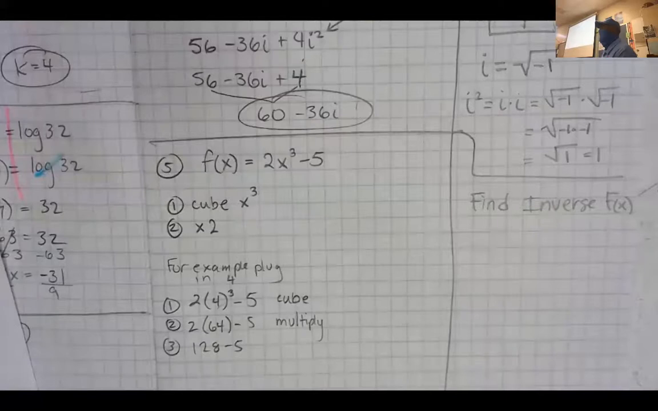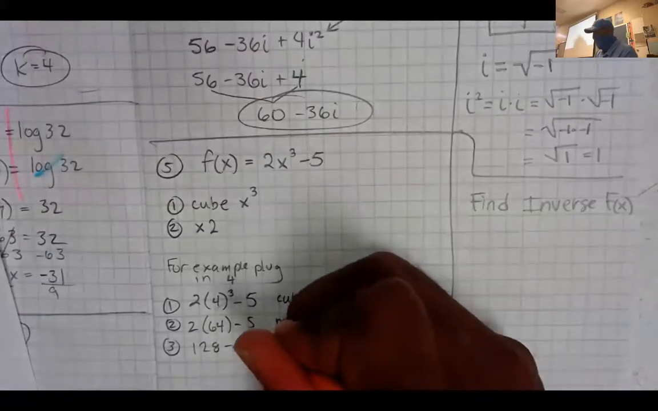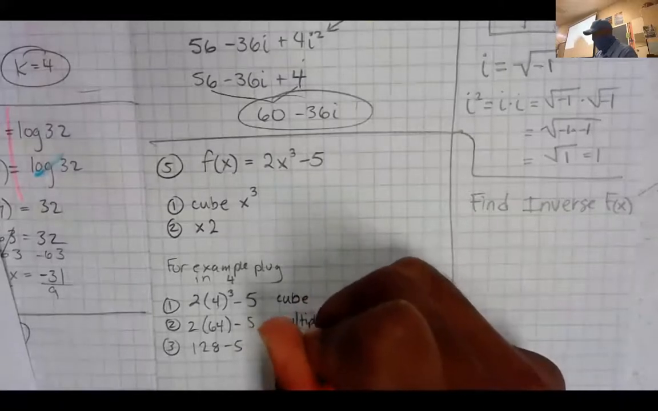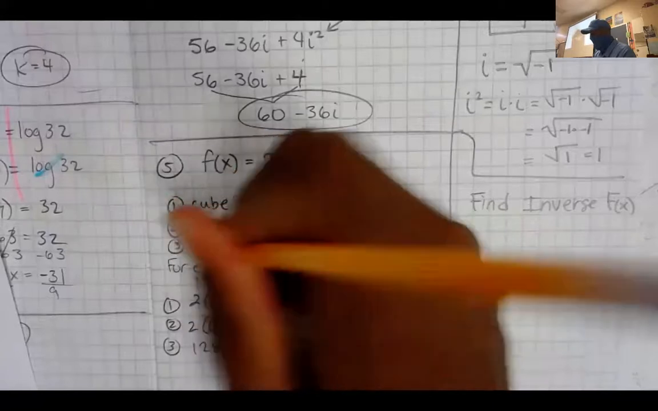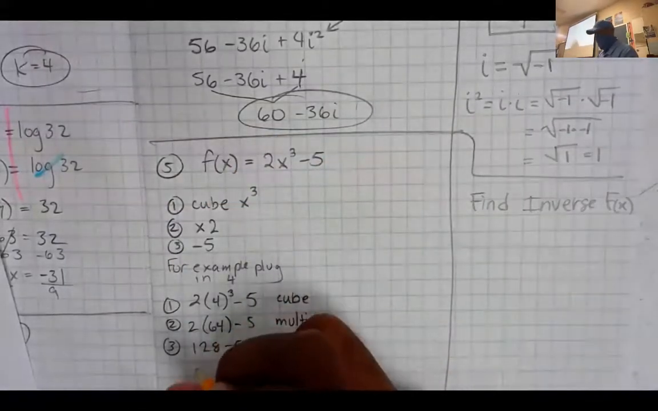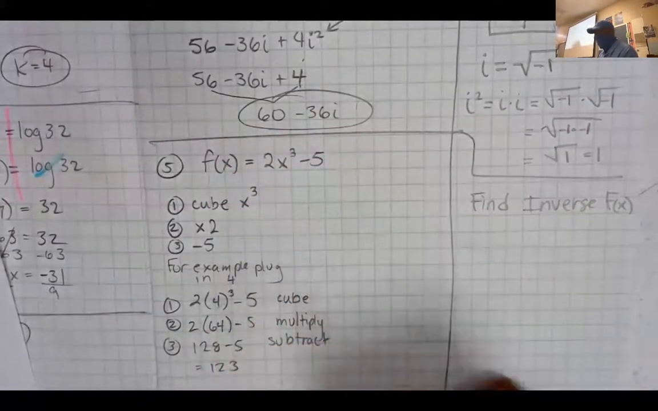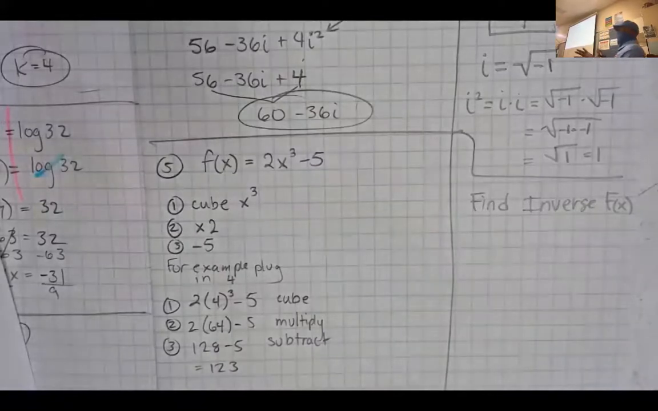And then what's the last step here? Subtract 5. Right, subtract. So up here, my last step is to subtract 5. All right, and then I'd end up with 123. The point of that is to just figure out what operations did you have to do? What did you have to do to get, after you plug that input in, to get to the end?